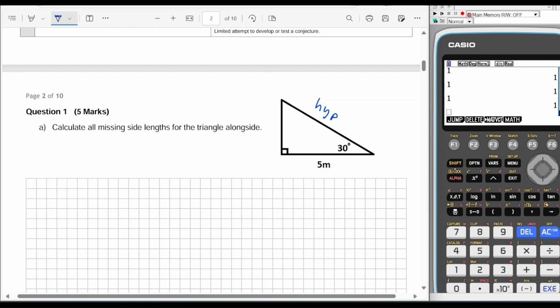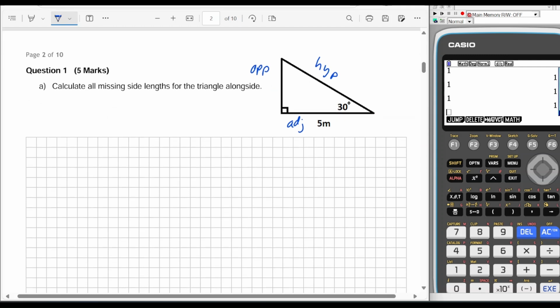So the hypotenuse is across from the right angle and it's the longer side. The opposite is the side across from the angle here. And then the adjacent is the side which touches the angle there. So we'll find the opposite first.